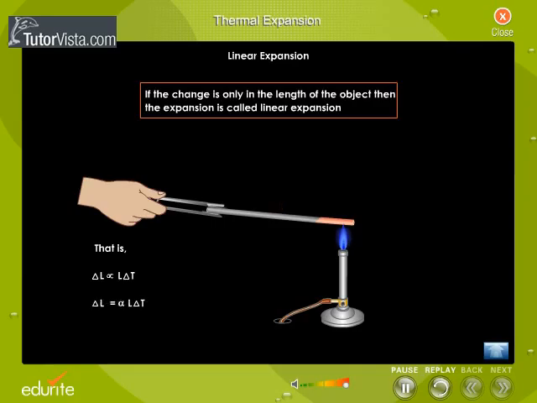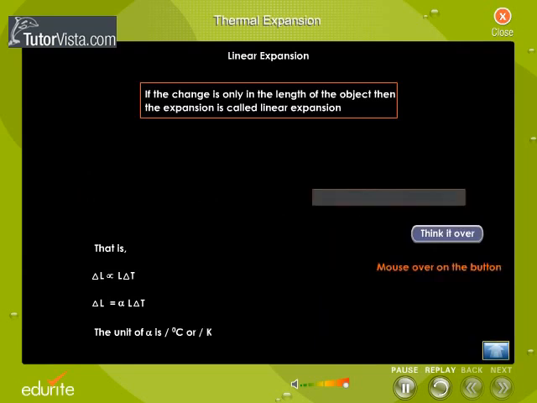Therefore, delta L is equal to alpha into L into delta T, where alpha is the constant of proportionality called the coefficient of linear expansion. The unit of alpha is per degree Celsius or per Kelvin. Think it over.